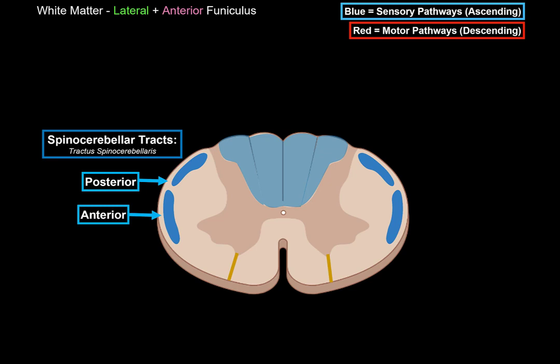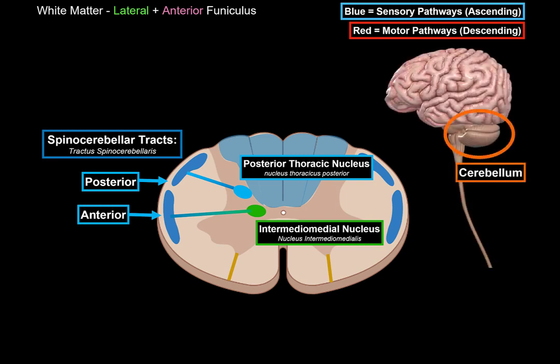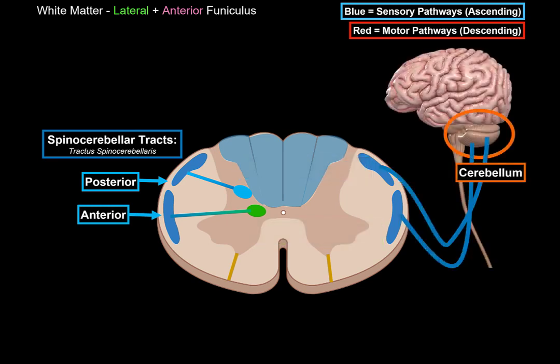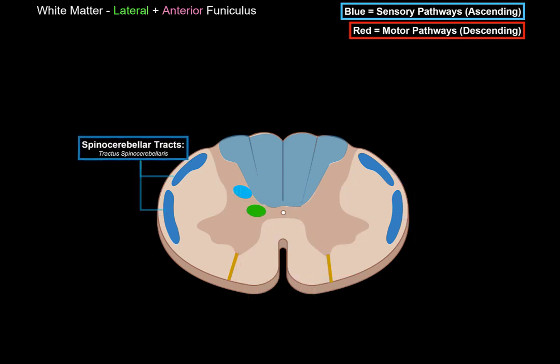Before ascending, the posterior spinocerebellar tract receives sensory input from the posterior thoracic nucleus, and the anterior spinocerebellar tract receives sensory input from the intermediomedial nucleus. They then ascend to the cerebellum, because they both end with the word cerebellum. And remember, if something ascends to the cerebellum and not the cerebral cortex, then it provides unconscious proprioception, which later will provide unconscious contractions of muscles for posture, joint stability, and the feed-forward control system. So that is the spinocerebellar tract.